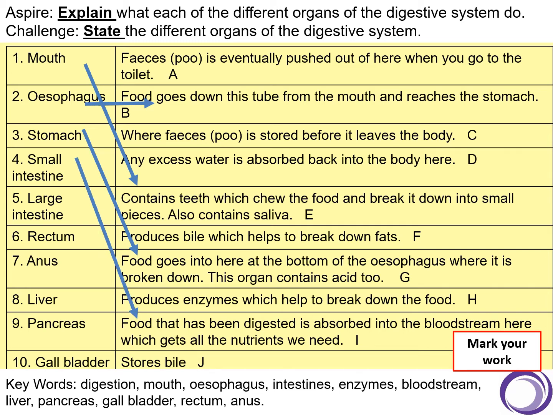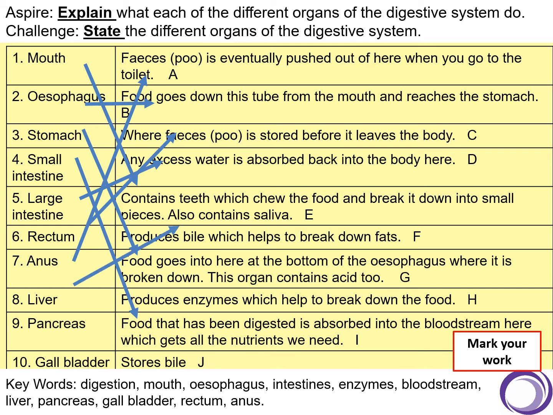Number 4, the small intestine, matches with I, so that food that has been digested is absorbed into the bloodstream here, which gets all the nutrients we need. Number 5 is the large intestine, so that matches with D. Any excess water is absorbed back into the body here. Number 6, which is the rectum, is matched with C, where feces, poo, is stored before it leaves the body. Number 7, the anus, matches with A, and that is where the feces is eventually pushed out of here when you go to the toilet.